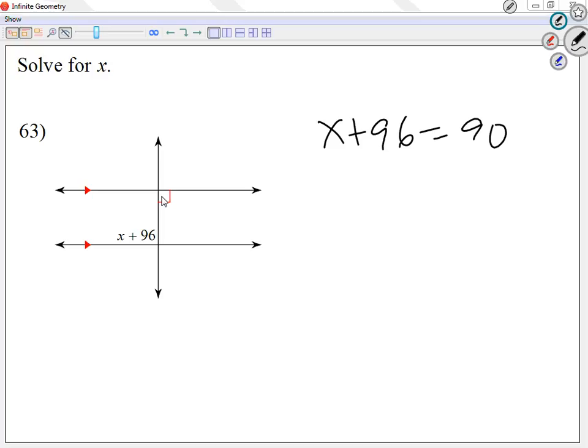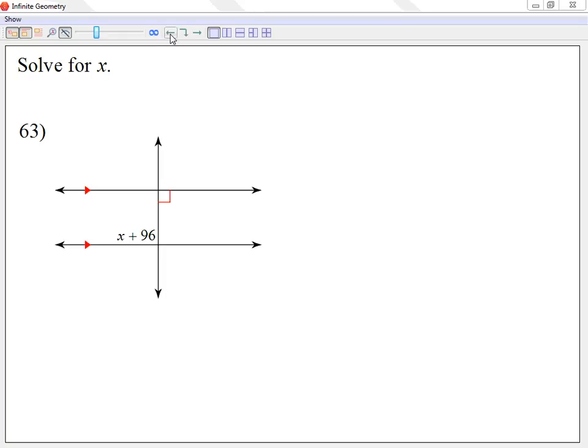It's the same side interior that they don't equal each other. Same side interior is the only one that adds up to 180. And for that one we have example 61. 61 is same side interior, so they don't equal each other. You add everything and it equals 180.